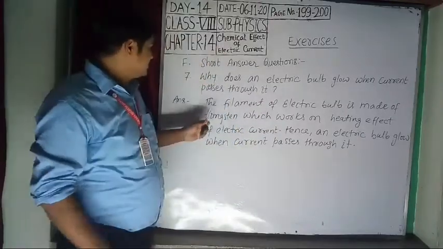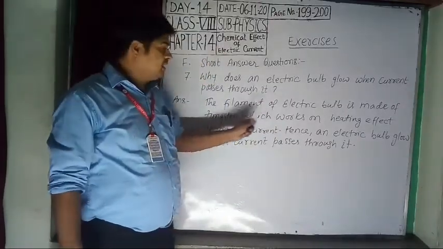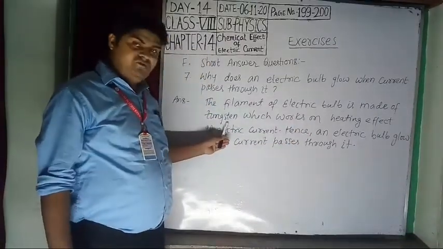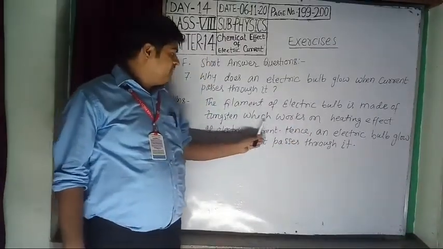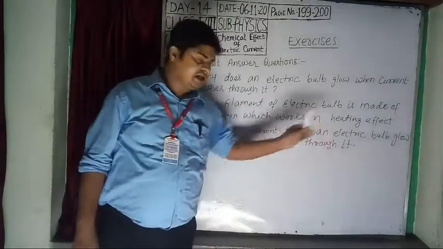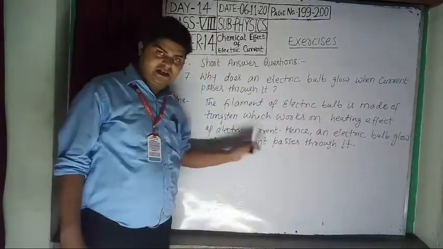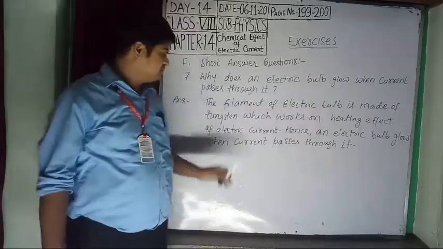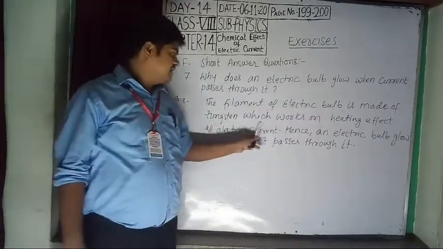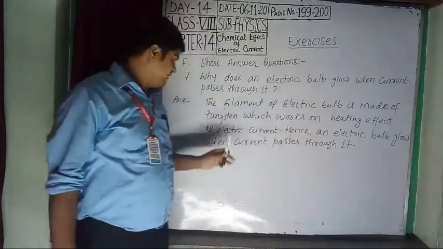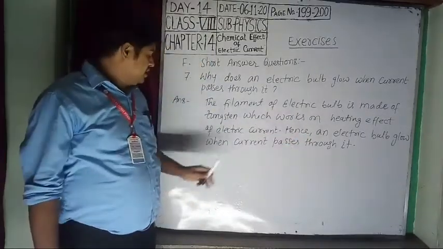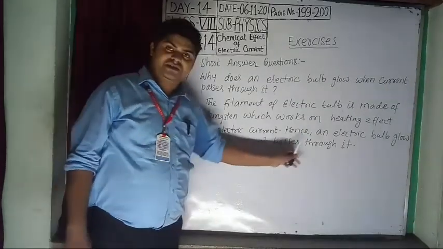So let us see the answer. The filament of an electric bulb is made of tungsten, which works on the heating effect of electric current. Hence an electric bulb glows when current passes through it.